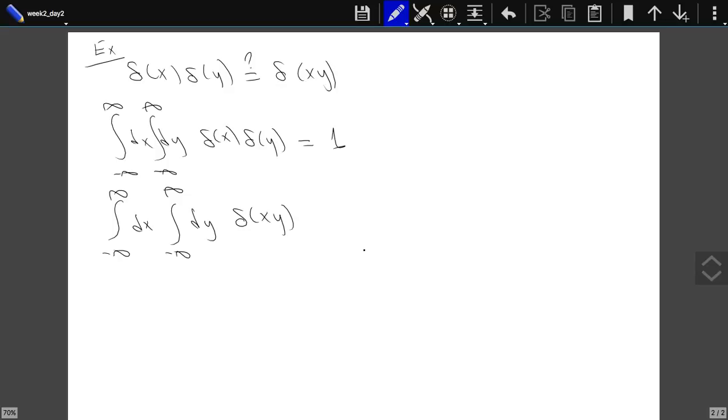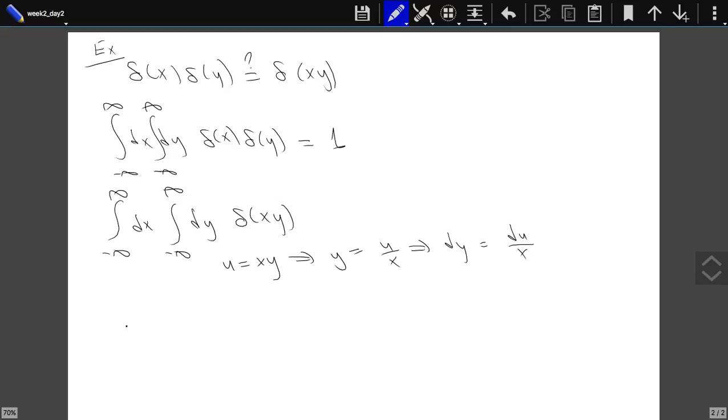Well, let's first make a change of variables in the y integration. Let's call u equal to x times y. I'm doing the y integration only, so the y integral is inside the x integral. In the y integration, x is just a constant. So u is equal to x times y, y is equal to u over x, and dy is equal to du over x.